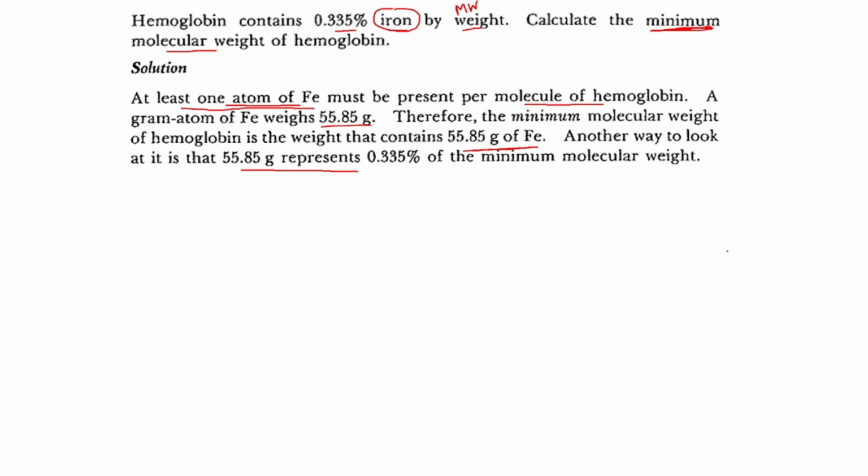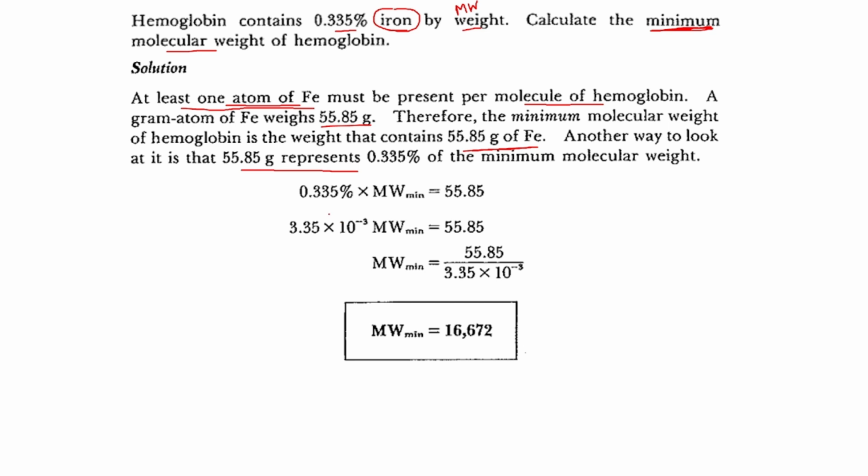So that the total molecular weight becomes minimum. If we write it in mathematical form, 0.335% times the minimum molecular weight should give you 55.85. So 55.85 is 0.335 percent of the minimum molecular weight. Now from here we can calculate the minimum molecular weight, and we get it as 16,672. So this is the minimum molecular weight. This is how we calculate the minimum molecular weight with respect to one atom or one entity or one element.